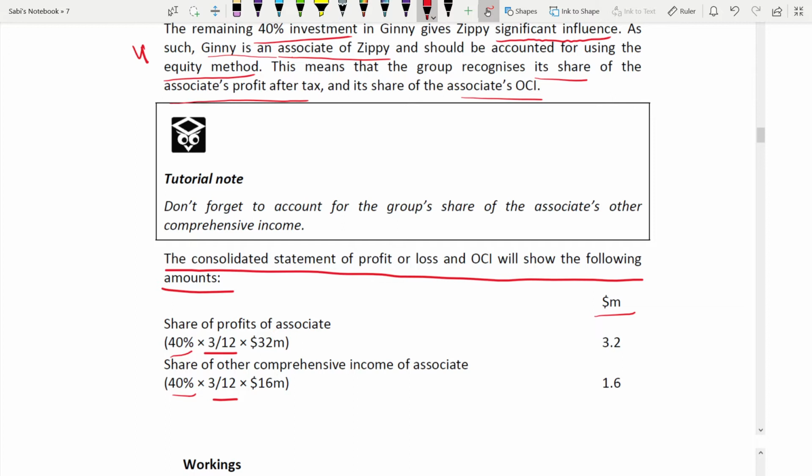Okay, this is 32 million. Same profit you are taking, that 32 million, what you have taken for the subsidiary, on that only, and the same 16 million from OCI. So 3.2 and 1.6.